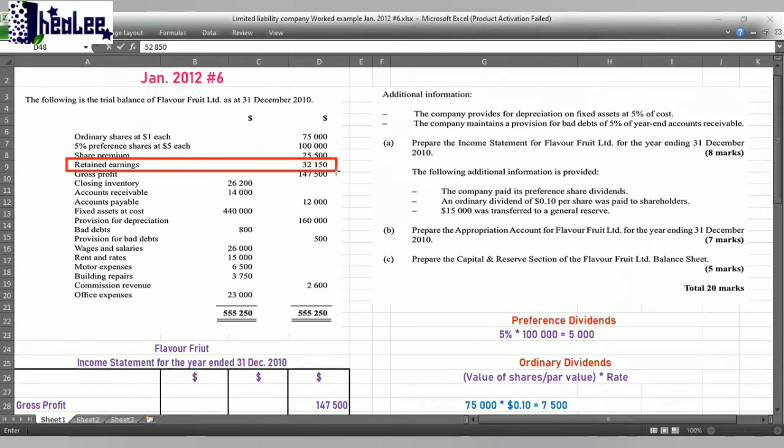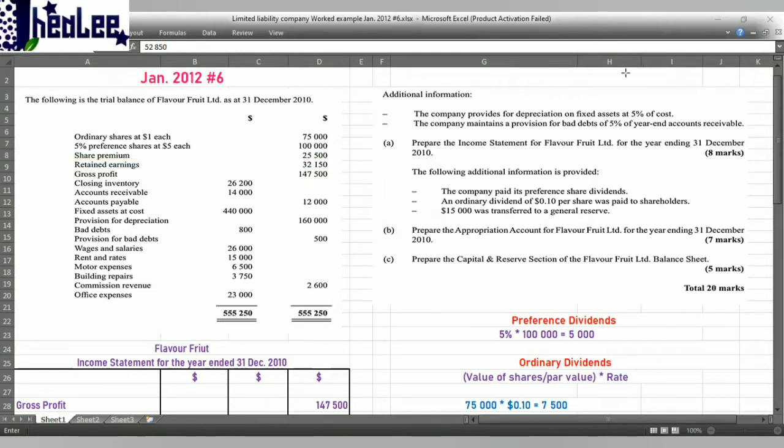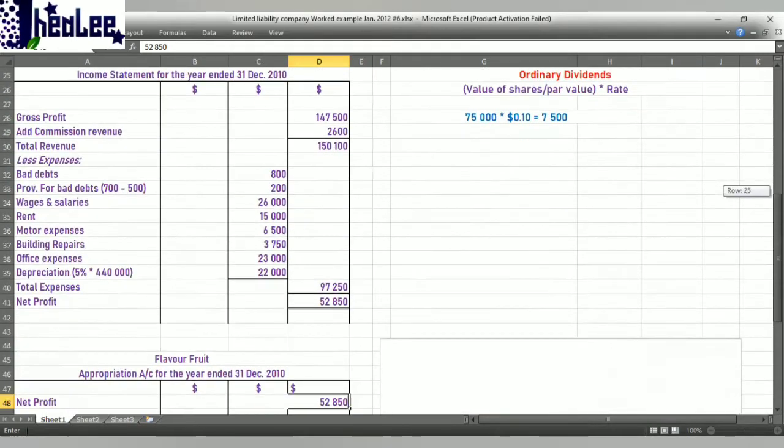And in some questions, you may not see the term retained profit. If you see profit and loss in your trial balance, it is the same as retained earnings. If you see unappropriated profit, it is the same thing. Okay, so this is then added to the net profit.